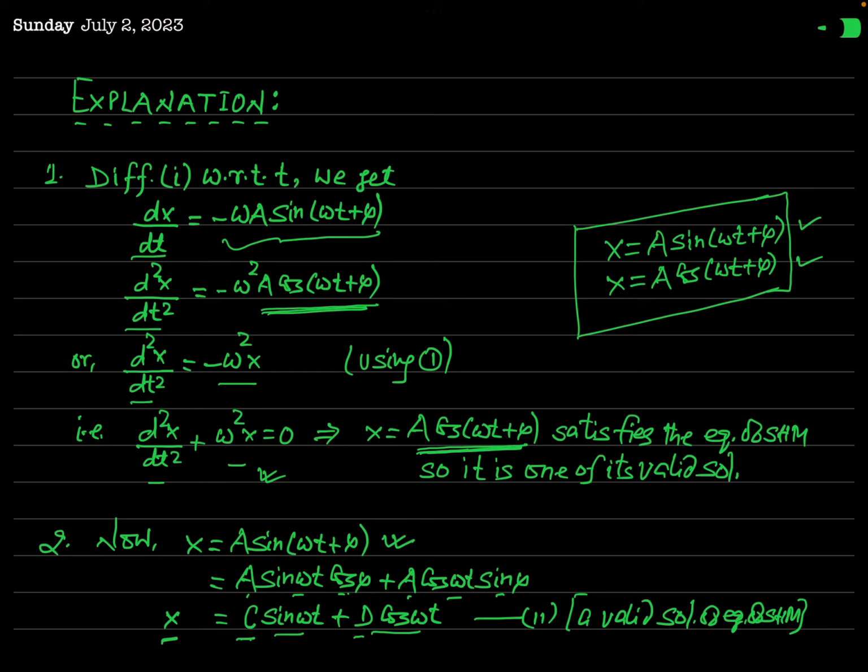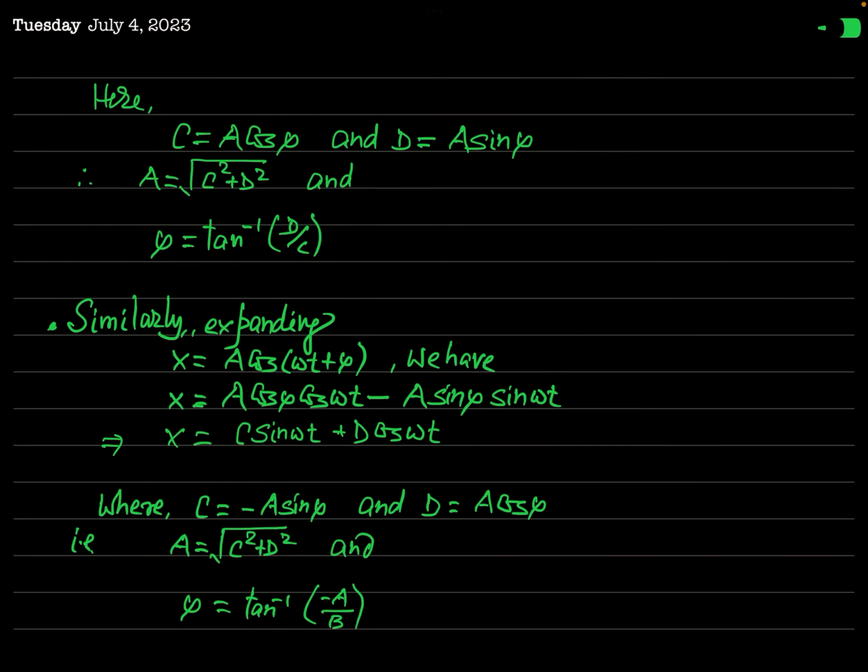But what is this c, what is this d? You can now find it, because you have written c in place of a cos phi and d in place of a sin phi. So if you square these two and add, after squaring and adding, you can see we get a equal to the square root of c square plus d square.